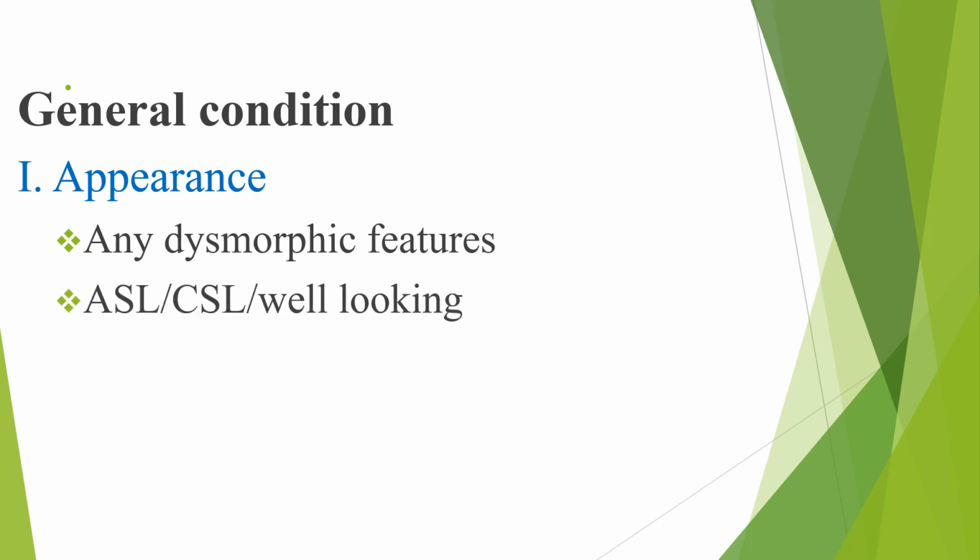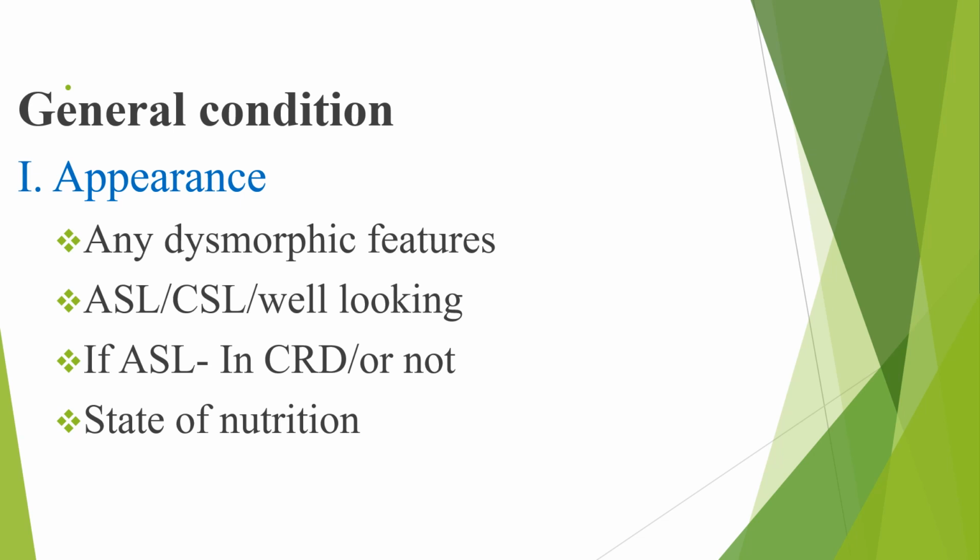And also we should see whether the child is acutely sick looking, chronically sick looking, or well looking. If the child is acutely sick looking, we should check whether the child is in cardiorespiratory distress or not. And also, the state of nutrition of the child should be seen from general appearance. So, is the child grossly wasted or emaciated, or is the child grossly overweight or obese? So, state of nutrition can be assessed from the general appearance.